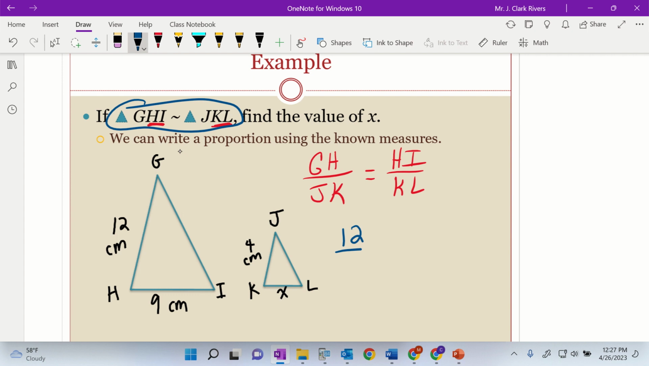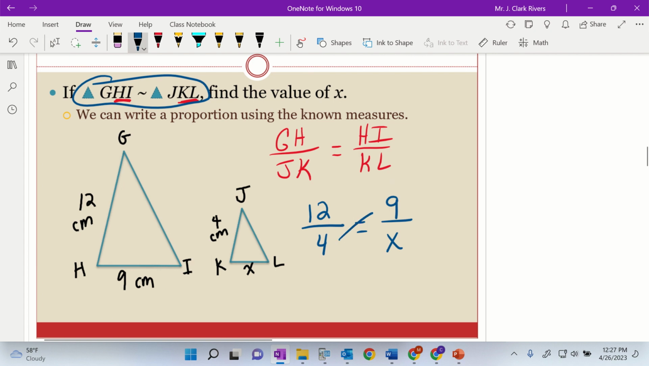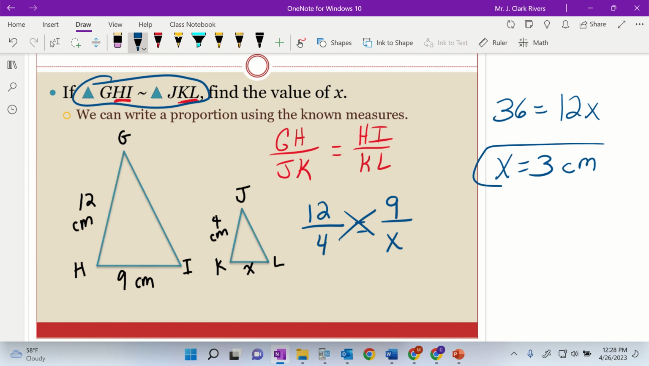So now let's plug in the values. 12 to 4 equals 9, which is HI, to x. How can we solve this proportion? Two words. Emma? All right, well, 4 times 9, it's called cross multiplication, equals what? 36. And then 12 times x is 12x. We can divide both sides by 12. What's 36 divided by 12? All right, so x equals 3. What are our units going to be here? Centimeters. x equals 3 centimeters.